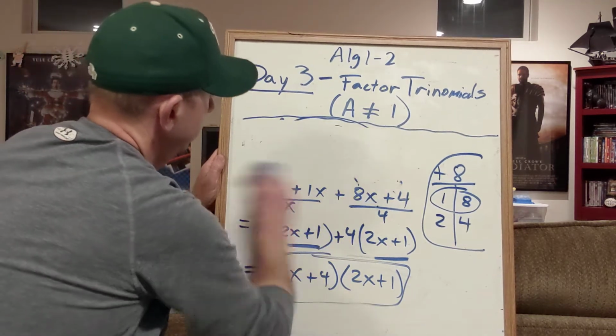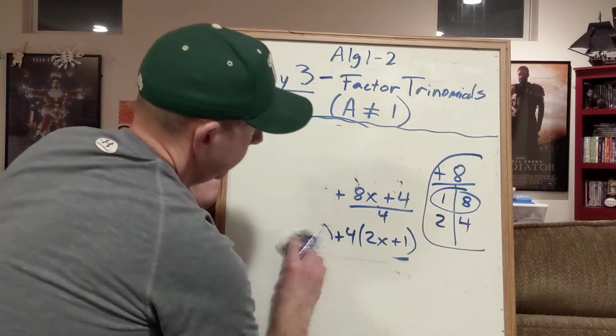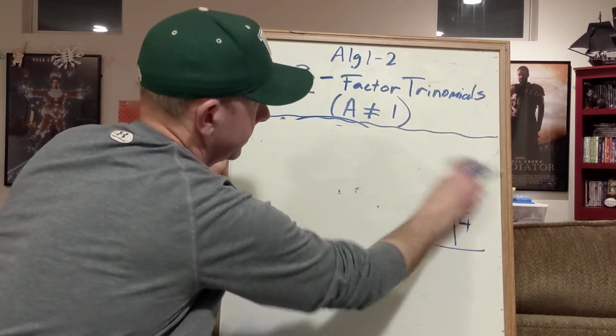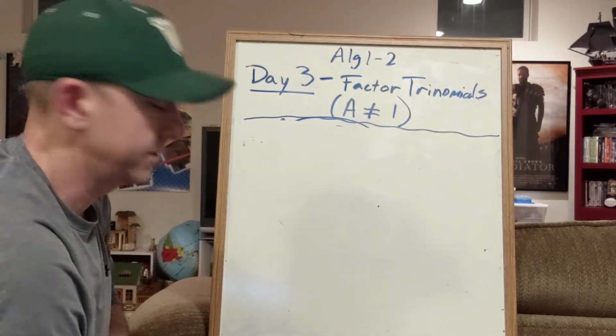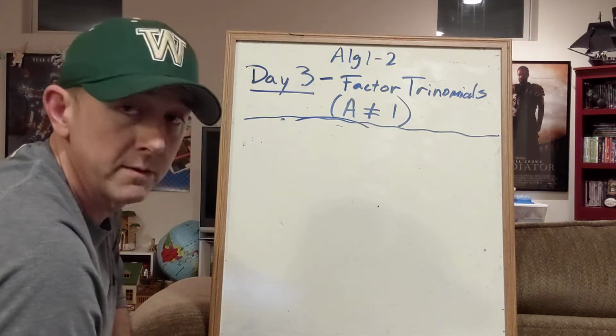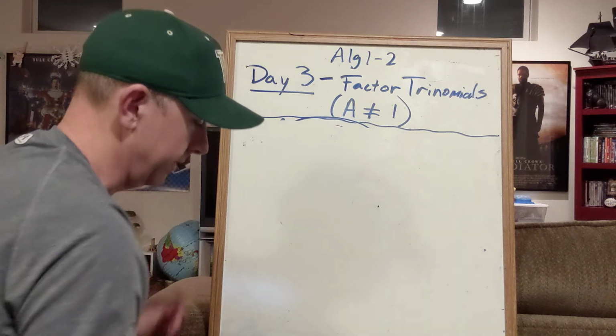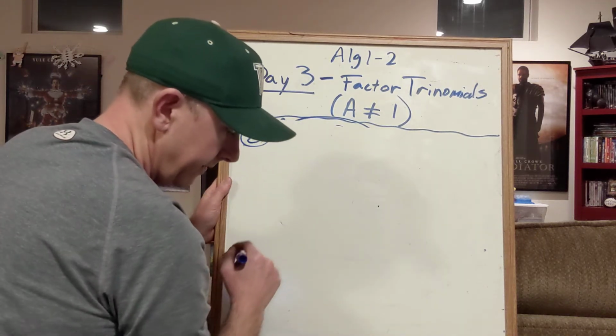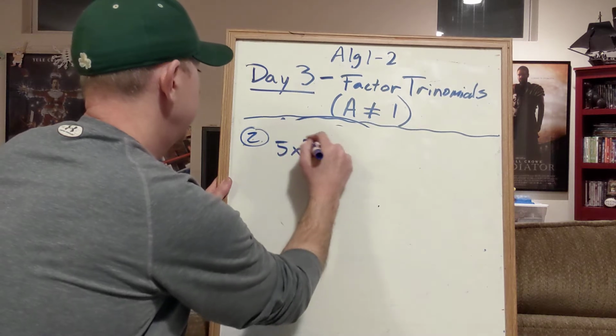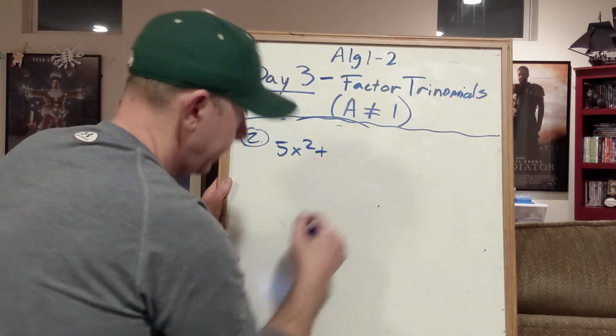We'll put several things up here and practice this process. Really, it's the same process over and over again. Once you get the hang of it, oftentimes students do pretty well with this, but it is one of the longer processes with algebra. So here we go for number 2. This time we're going to go 5x squared plus 12x plus 4.